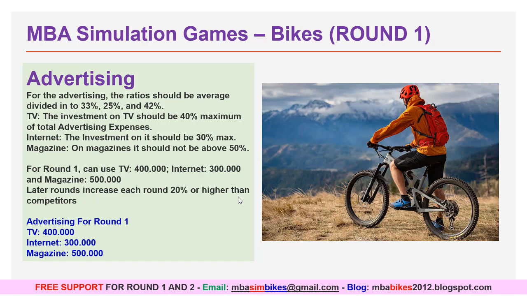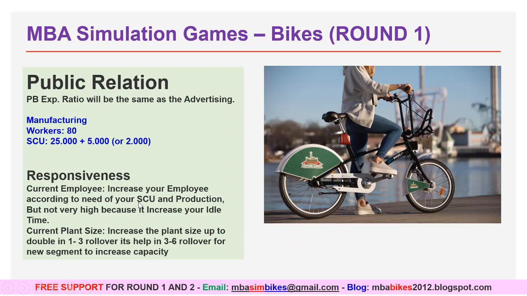Next round we can adjust to spend better than competitors, and we can also keep in mind that we can increase about 20% every round, or higher than competitors. So sample for round 1 we can use advertising like TV of 400,000, internet 300,000, and magazine 500,000. And for public relation, to make it simple, we can use the same as advertising, or we can adjust a little bit.